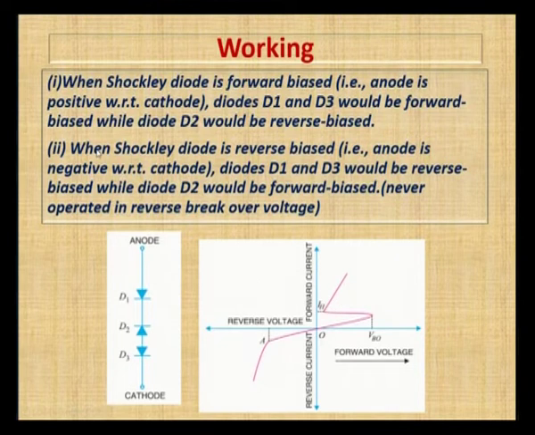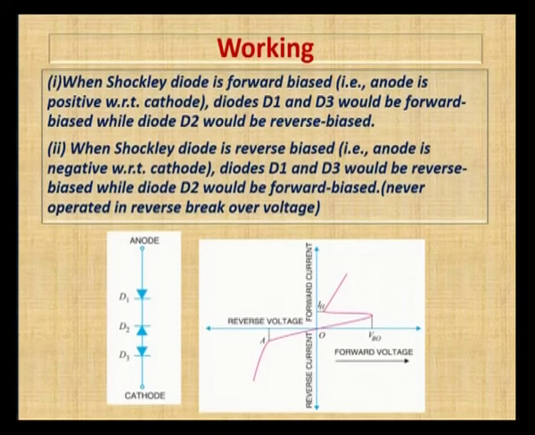And what happens in the reverse bias condition? When the Shockley diode is reverse biased, the anode is connected to the negative terminal, the cathode to positive. Diodes D1 and D3 will be reverse biased and D2 would be forward biased, and this condition is never operated, because when D2 breaks down due to application of a reverse voltage greater than the reverse breakdown voltage, the Shockley diode gets damaged. That is why it is never operated in the reverse bias condition.